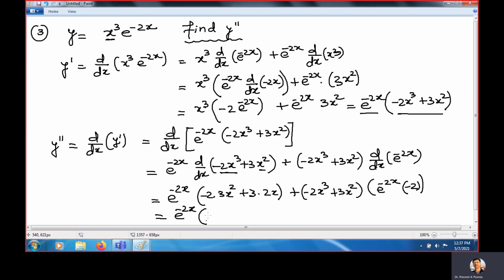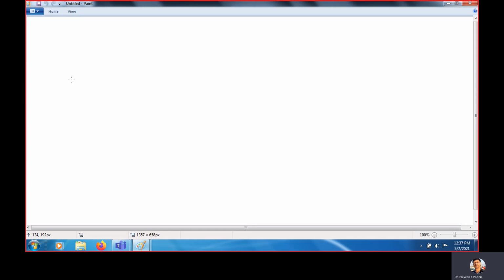e power minus 2x into minus 6x power 2 plus 6x, minus 2 e power minus 2x into minus 2x power 3 plus 3x power 2. This is the answer. Even it can be simplified further, but you can leave it here. So the double derivative or triple derivative questions are a little long if we are using the product rule or division rule. Clear? Okay, let us take one question.